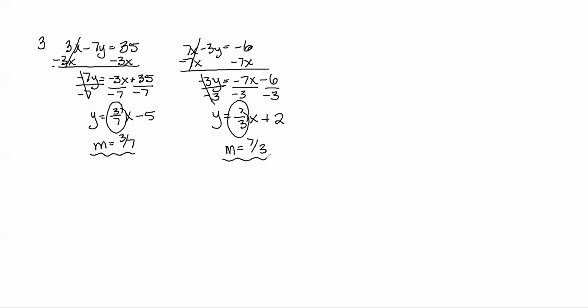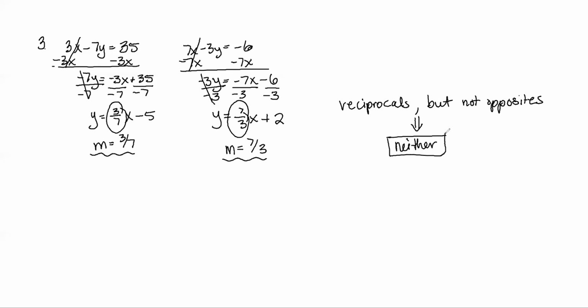All right, so if we look at our two slopes here, even though we have reciprocals, they're not opposites. So we have reciprocals, but not opposites. Since they're not the same slope, they're not parallel. And since they're reciprocals, but not opposites, they can't be perpendicular. And so there's no special relationship here. So they're neither parallel nor perpendicular. We just have two lines that intersect, but they do not intersect at a 90-degree angle.